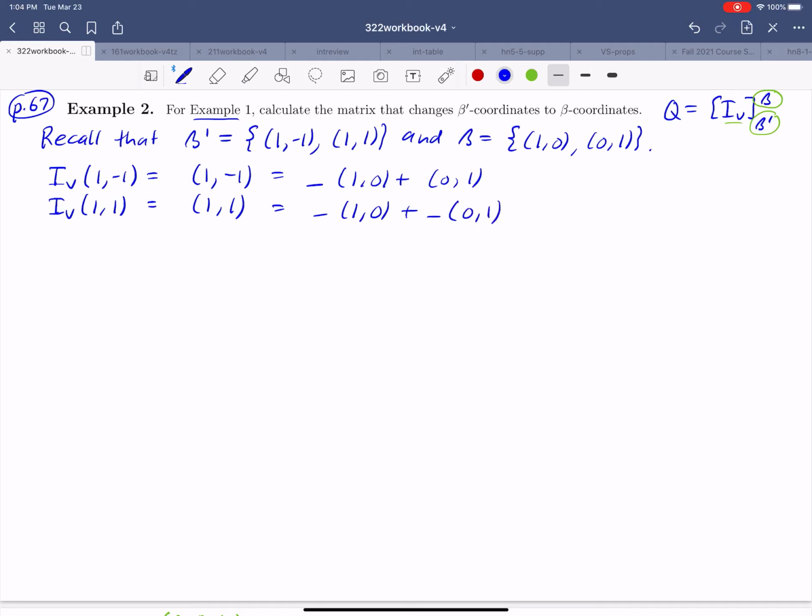Because beta is the standard ordered basis, it's not too difficult to fill in these blanks. Up above, we can see that to build the vector (1, -1), we need to put a 1 here and a -1 here. And then to build (1, 1), we need a 1 and a 1. Our matrix is just obtained by taking those coefficients and making them the columns of our matrix. Therefore, our change of coordinate matrix Q looks like (1, -1) in the first column, and then (1, 1) in the second column.